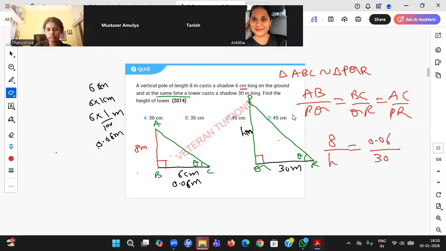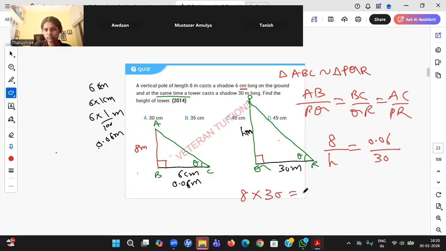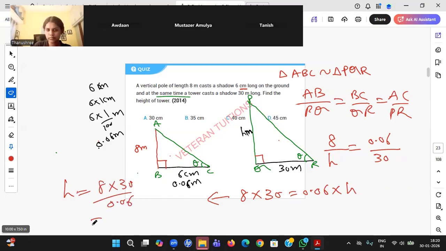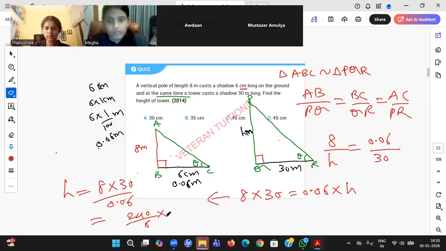So I can use this. Okay, so if I cross multiply this, 8 into 30 is equal to 0.06 into H. But I want H, so H is equal to 8 into 30 divided by 0.06. 240 divided by 6, 0.06 I can write as 6 over 100, right? 6 fours are 4,000, and all are in meters. Meters is the right answer.